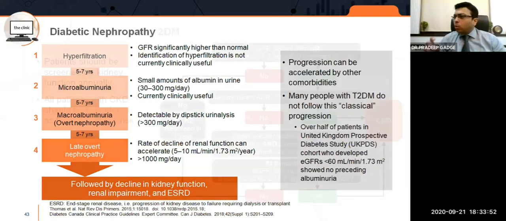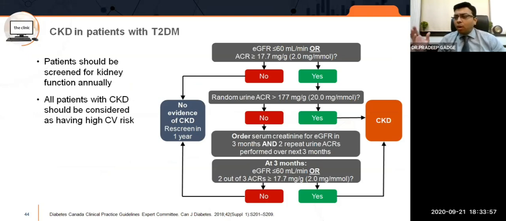Now, CKD in type 2 diabetes. Every patient should be regularly screened for kidney function, at least once in 6 months, I would say, though it's written annually over here. All patients with CKD should be considered as having cardiovascular disease. So you can say CKD is somewhat like a cardiovascular risk equivalent, and then you have to properly see where the patient can be placed, see the GFR, see the albumin creatinine ratio, and accordingly, whatever is given in the tabular format, you can evaluate the patient.